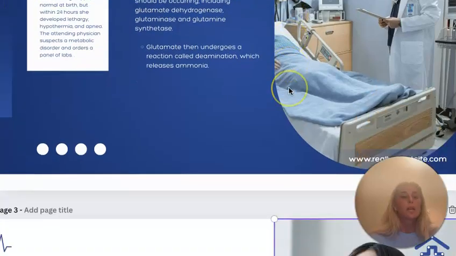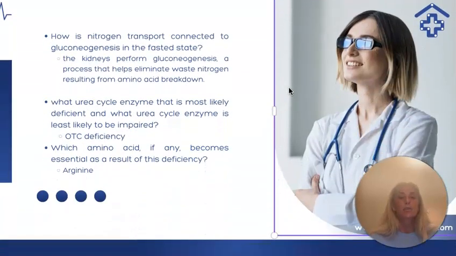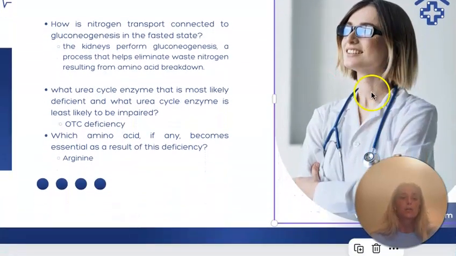So the next question that is asked is, how is the nitrogen transport connected to gluconeogenesis in the fasted state? During fasting, the kidneys perform gluconeogenesis, a process that helps eliminate waste nitrogen resulting from amino acid breakdown. The carbon skeletons generated from this breakdown are also utilized as essential substrates for gluconeogenesis.